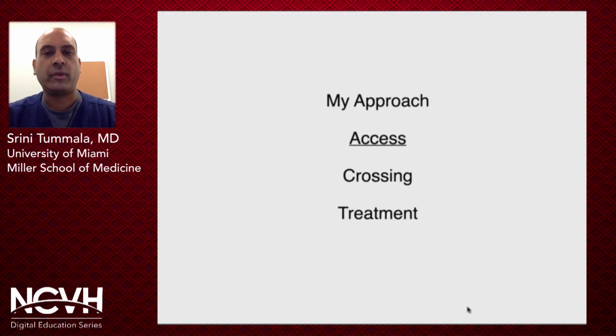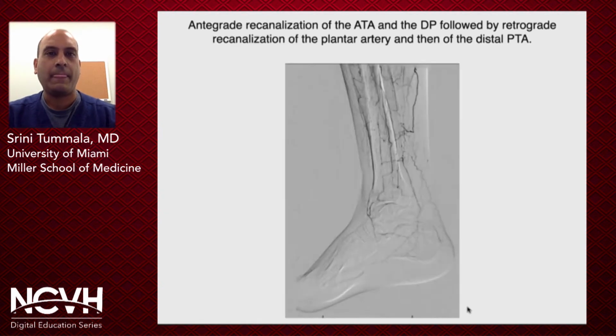So what's my approach when I'm dealing with below ankle interventions? Well, I like to compartmentalize how I do things in three different categories. First is access. There's obviously different approaches. One of them is you can do an antegrade approach via the anterior tibial artery through the pedal loop and then into the lateral plantar and posterior tibial artery.